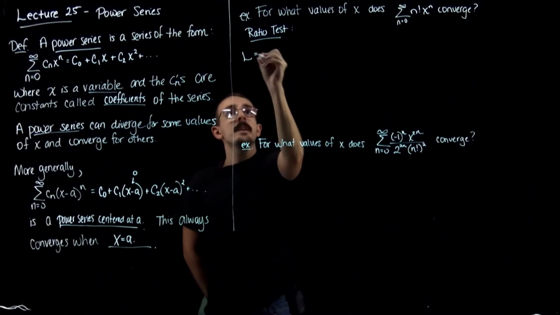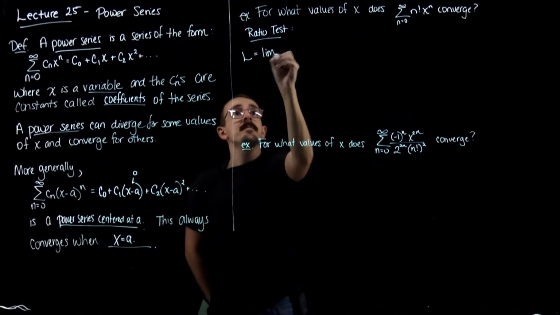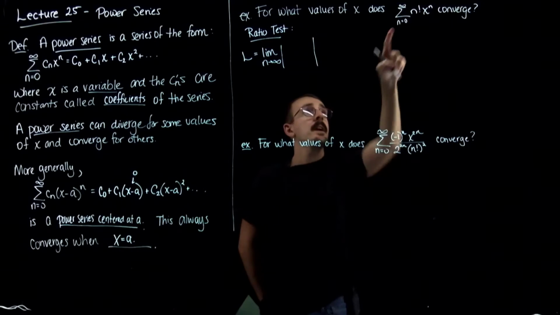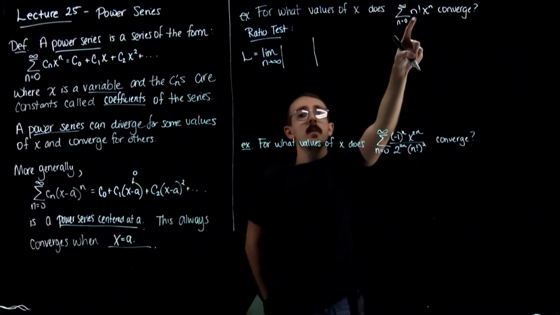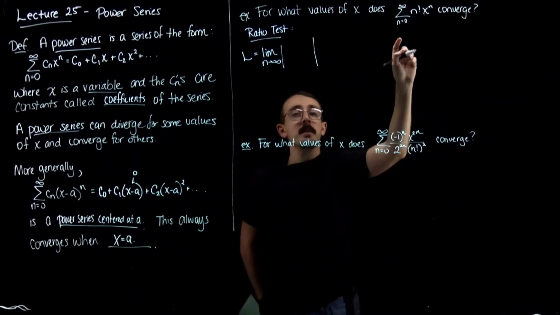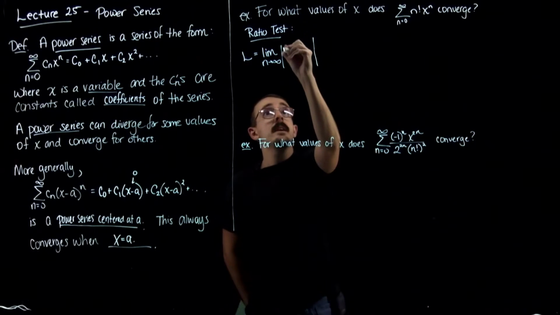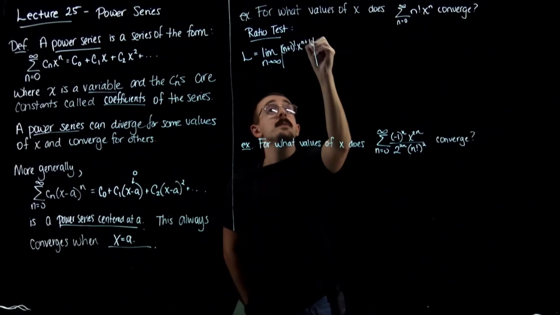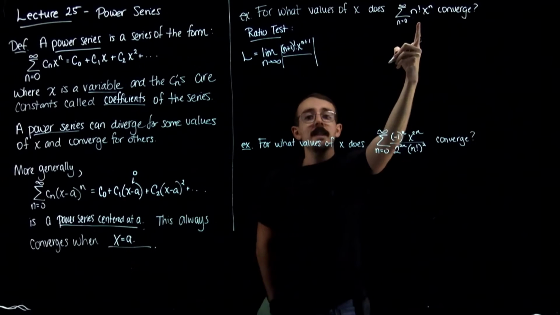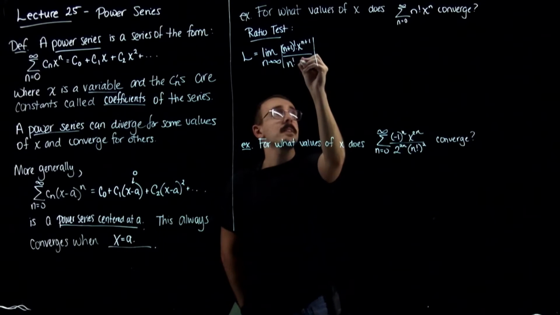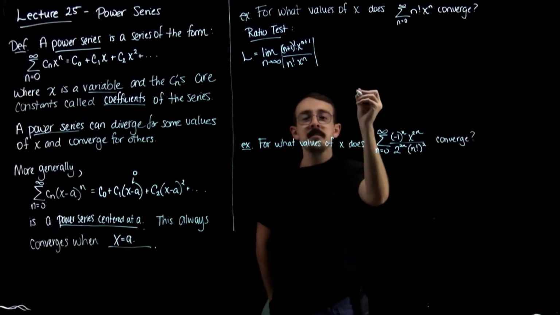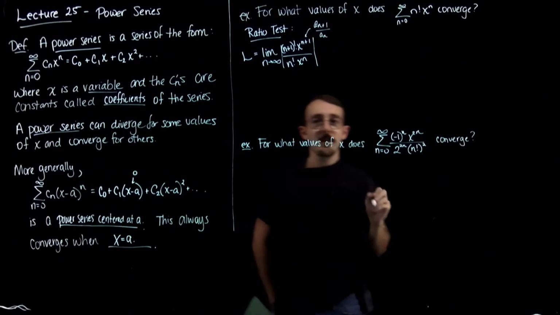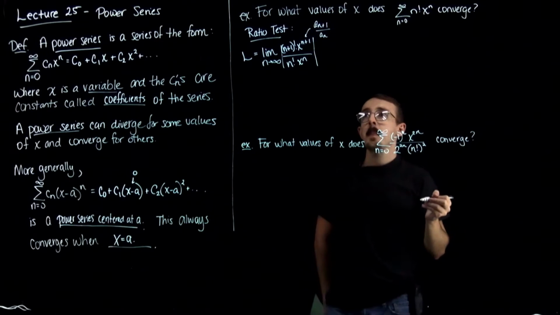So I have L as the limit as n goes to infinity of the absolute value of a sub n plus 1, that's when I plug in n plus 1 for n here. So a sub n plus 1 is n plus 1 factorial x to the n plus 1, and then over a sub n, which is n factorial x to the n. So what I plugged in is a sub n plus 1 over a sub n. This is just the ratio test.